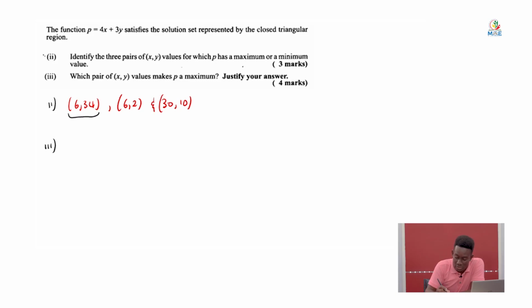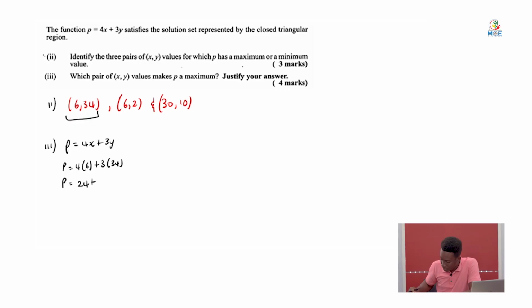Let's substitute this first one. The function is P is equal to 4x plus 3y. Using 6, 34 first, we have 4 multiplied by 6 plus 3 multiplied by 34. 4 times 6 is 24 plus 3 times 34 is 102. Hence P is equal to 126.